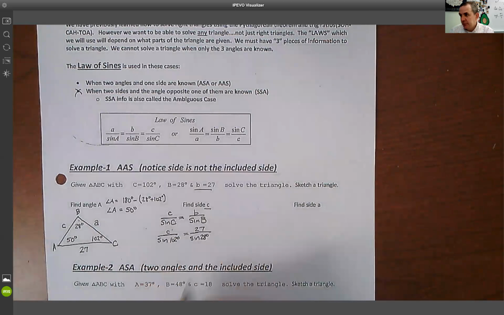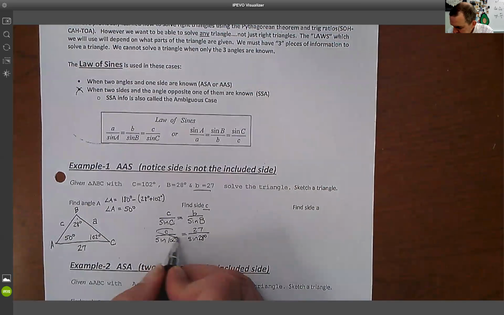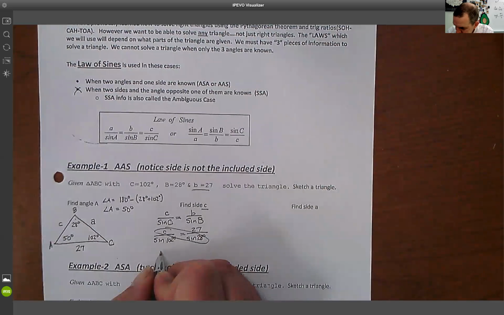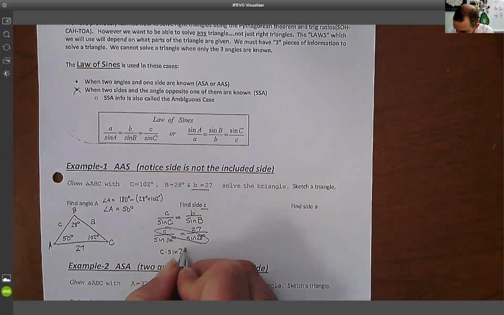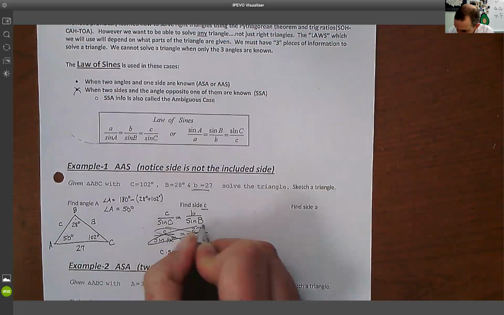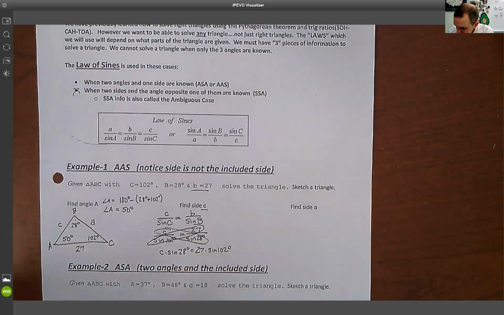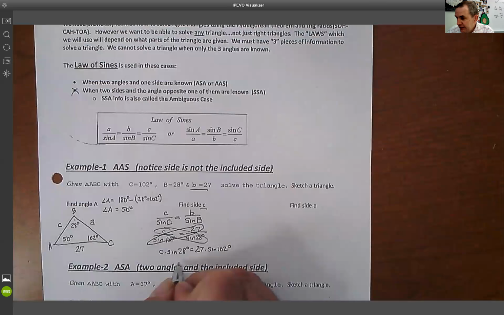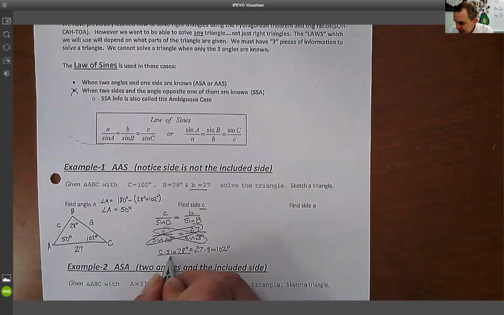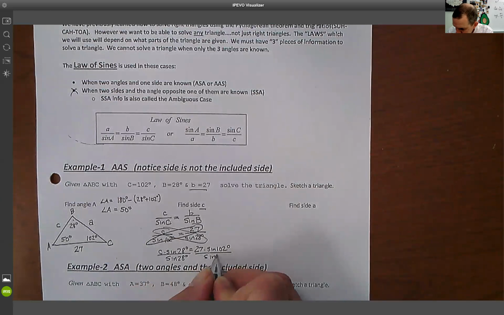So now I have something set up for cross multiplication. When I say cross multiply, I go this way. So that's going to be C times sine 28 equals 27 times sine 102. And now the way I solve this to get the C by itself is I'm going to divide both sides by sine of 28 degrees.